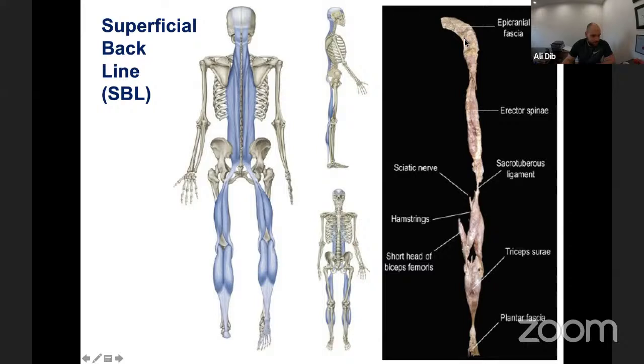At the top, we have the epicranial fascia, which is basically the top of your head. As we continue downwards in this dissection, we have the erector spinae, which is these muscles over here. Then we have the sacrotuberous ligament, which is this ligament over here. We have the hamstrings, and you can see both heads over here, which is down here. And then we have the gastrocs, another way of saying the triceps surae. This is a combination of 3 different muscles in the calves, but for now we'll just say gastrocs. These are the muscles over here into the plantar fascia, which are the muscles and the fascia over here.